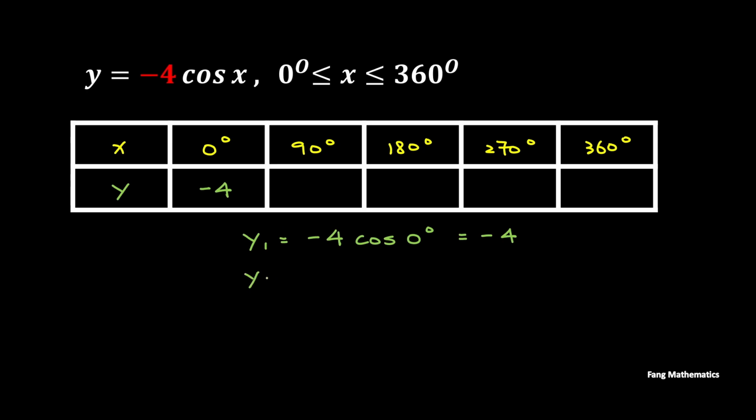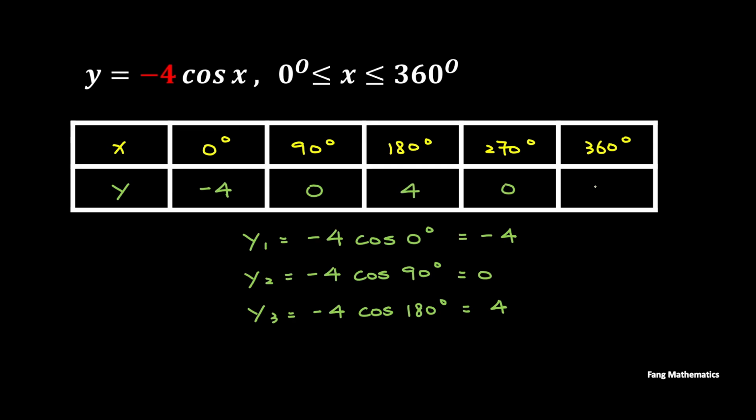In a similar way, let's do 90 degrees. Minus 4 cos 90 degrees, and I believe that should give you 0. And 180 degrees, you should get 4. And I'm going to do the other two here, so 0 and minus 4.